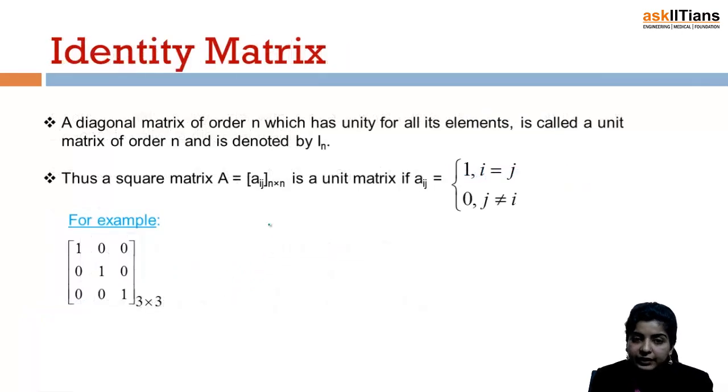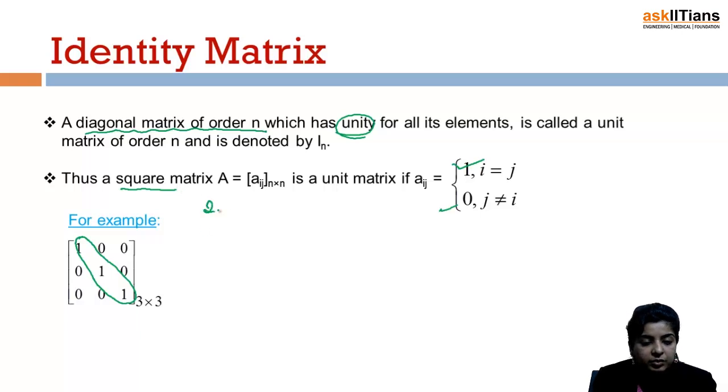Next we have is identity matrix. A diagonal matrix of order n, which has unity for all its diagonal elements, is called an identity or a unit matrix of order n, obviously, right? So mathematically we can say a square matrix is an identity matrix if Aij is 1 whenever i is equal to j and 0 whenever i is not equal to j. So again non-diagonal elements have to be zeros, while the diagonal elements have to be 1, specifically 1. Then the matrix is termed as identity matrix.